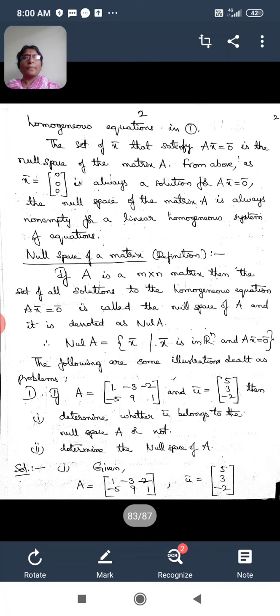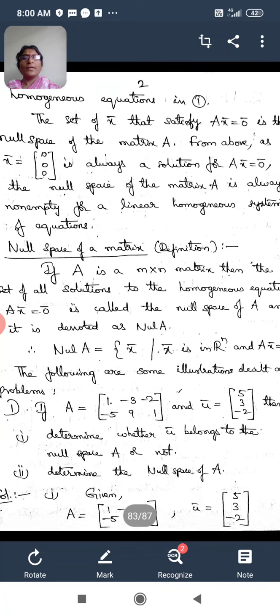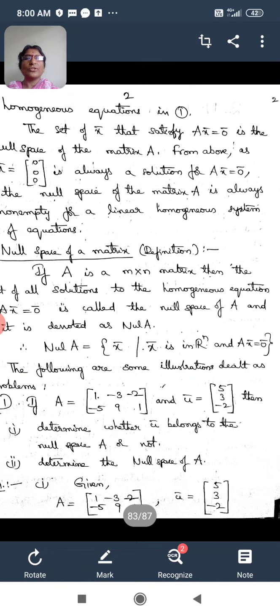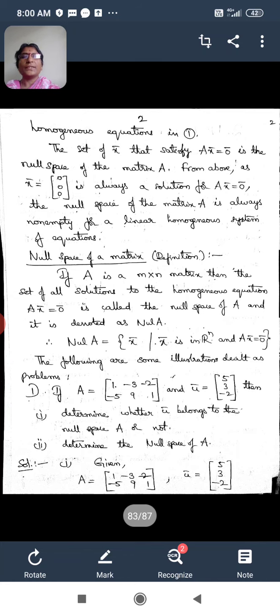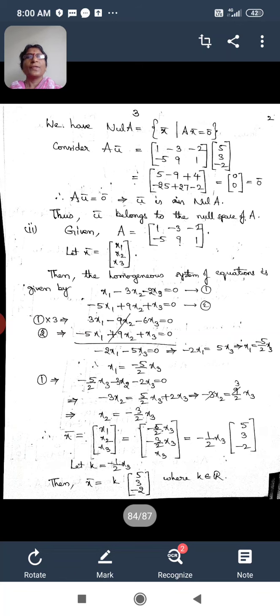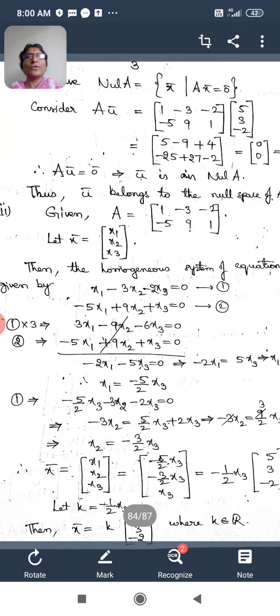Now, by the definition, null A is equal to the set of x bar such that A x bar is equal to 0 bar. So, let us write this for the given matrix A in this problem. Let us see what null A is. Null A is equal to the set of x bar such that A x bar is equal to 0 bar.